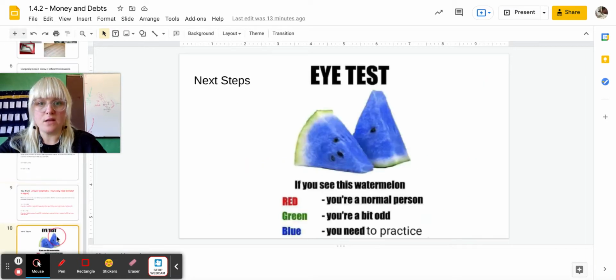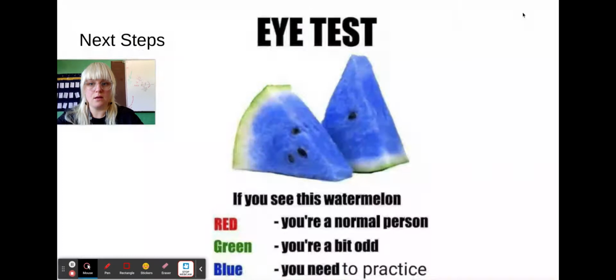Okay. So what's next is this tricky eye test. But really your next step is to go grab your journal problems and remember to tape them in and get them done. And then you do your reflection and your proficiency check. Huzzah!